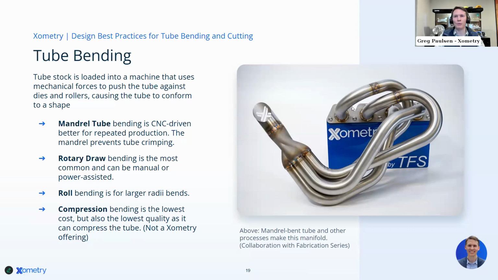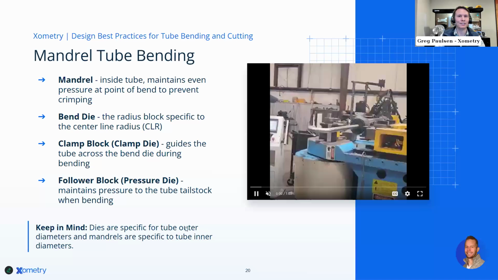This is a cool manifold, by the way. This is a design we worked with the fabrication series on for launching tube bending and cutting. And this actually is a sheet cut piece with mandrel tube bent parts, a metal laser sintered junction here, and then a laser tube cut at the end. So pretty fun story. And they did a little YouTube video on that about this. But yeah, Tim, talk about the anatomy.